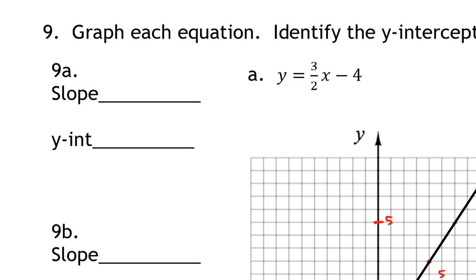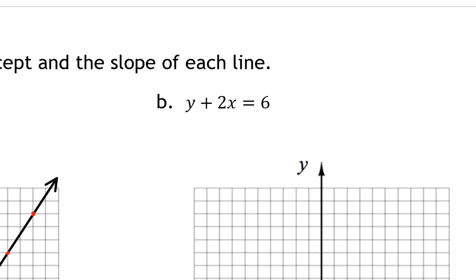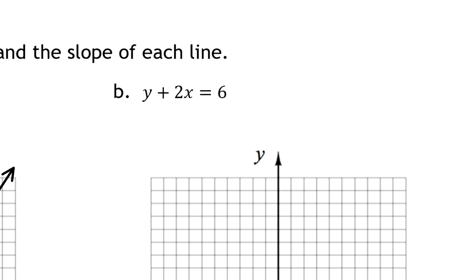Again, the slope of this line, the slope pattern was up 3 units over 2, and the y-intercept was at negative 4. Slight twist on the other question here. On this one, I've got an equation that's not written in slope-intercept form, but you can see I can manipulate that fairly quickly by just subtracting 2x from both sides. So y equals negative 2x and then plus 6.